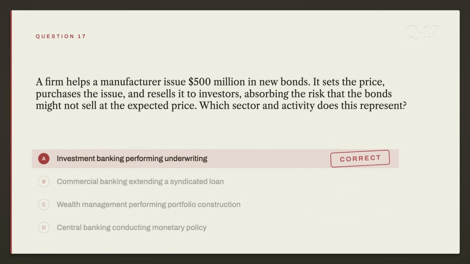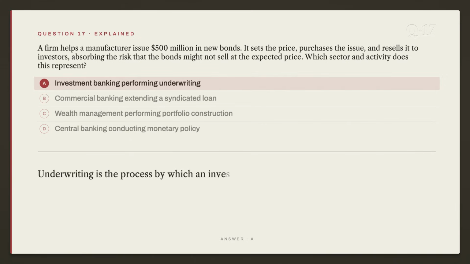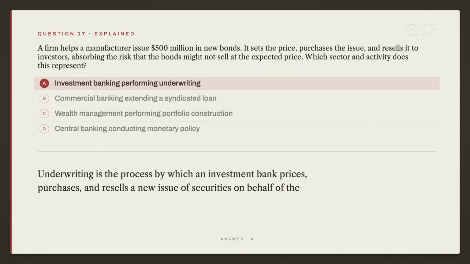The correct answer is A. Investment banking performing underwriting. A is correct because underwriting is the process by which an investment bank prices, purchases, and resells a new issue of securities on behalf of the issuer while absorbing placement risk. Helping a corporation raise capital through a securities issue is a defining investment banking function. The detail about absorbing the risk of an unsuccessful sale is the strongest tell.